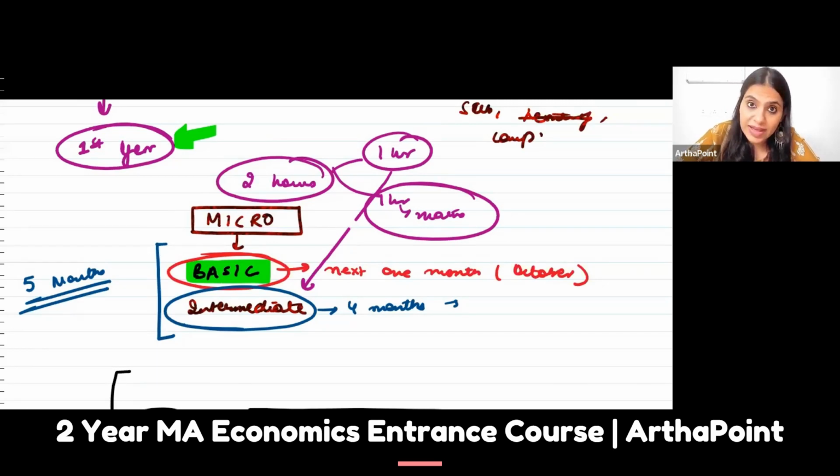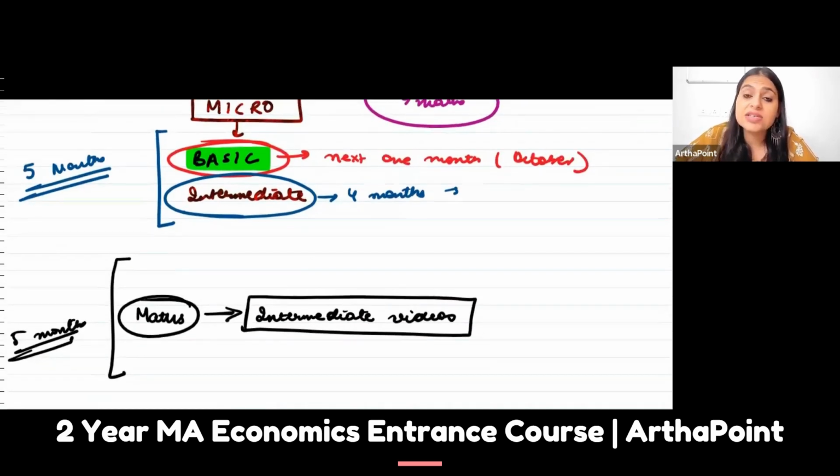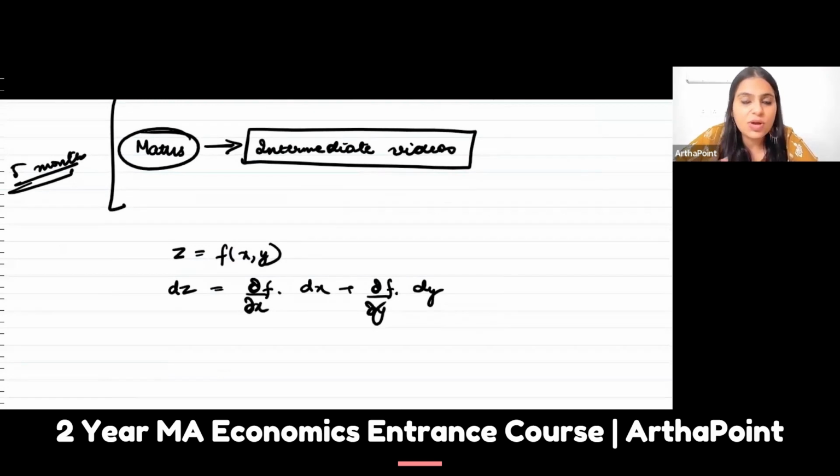Even if you're good with maths and you can go ahead and dedicate 2 hours, it would be a good idea to go ahead and pick up micro and maths simultaneously. Then you can take even 6-7 months to complete micro plus maths.